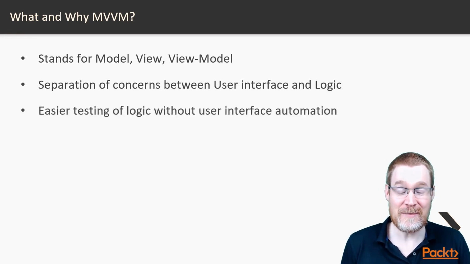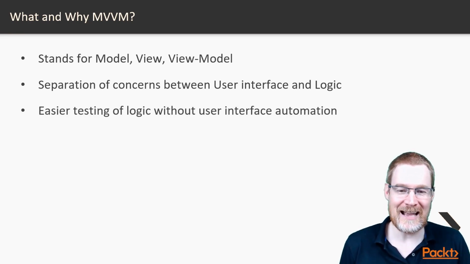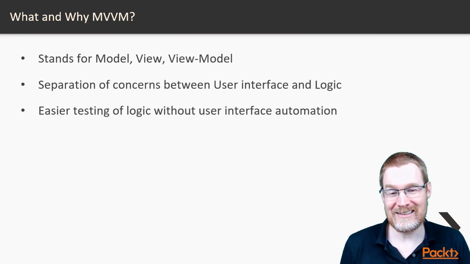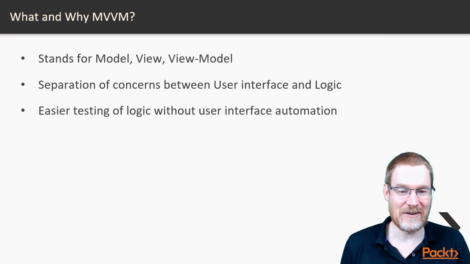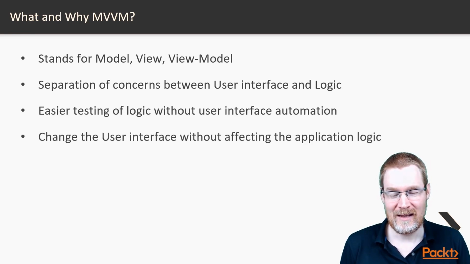One of the great things about separating out these two things is that it allows us to unit test our business logic without actually having to have a user interface on top of it. So if we had a button, we don't actually need to click that button to test any functionality that's behind it. We just simply instantiate our view model and call the command that that button is wired up to. And another byproduct of this is it allows us to change the user interface without actually affecting the business logic.